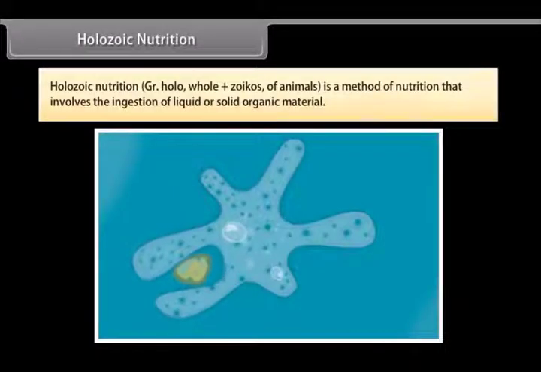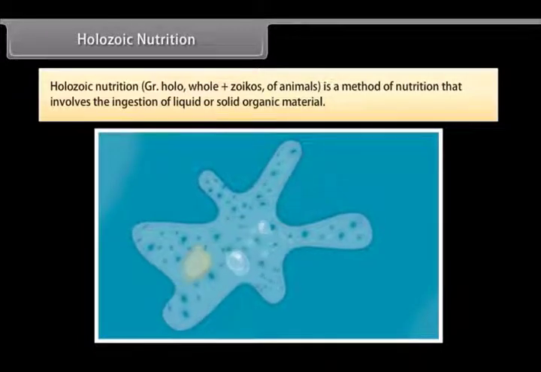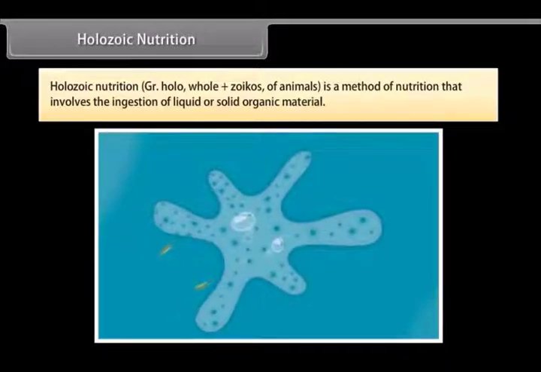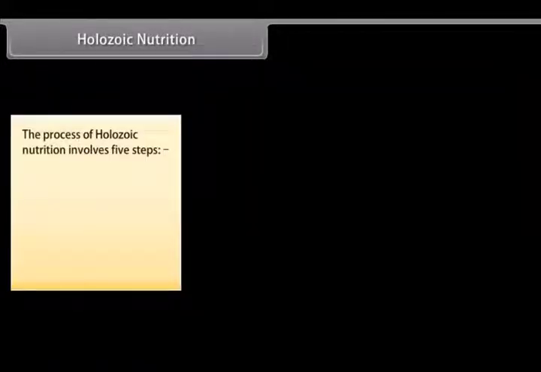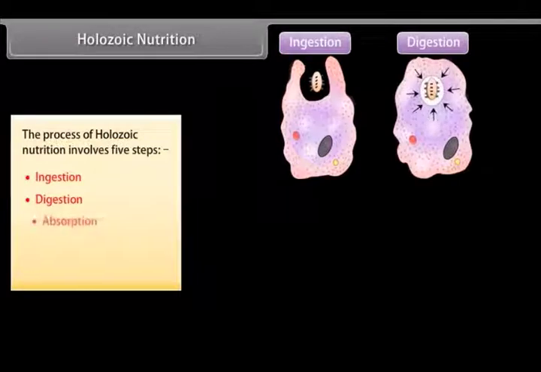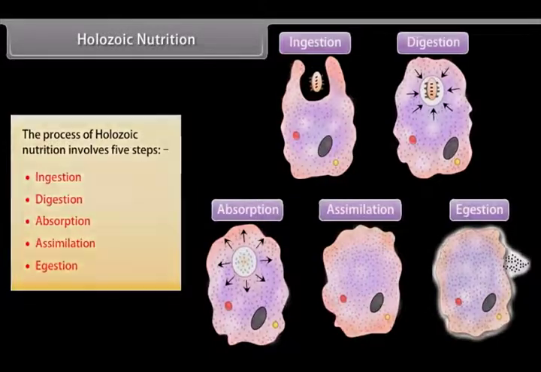Holozoic nutrition. Holo means whole and zoikos means animals. Holozoic nutrition is a method of nutrition that involves the ingestion of liquid or solid organic material. The process of holozoic nutrition involves 5 steps: ingestion, digestion, absorption, assimilation, and ejection.